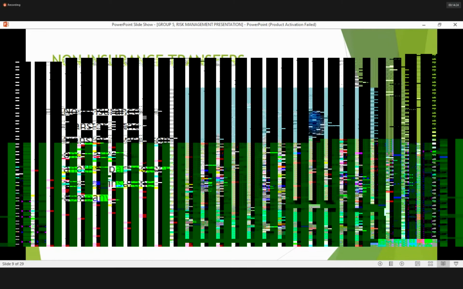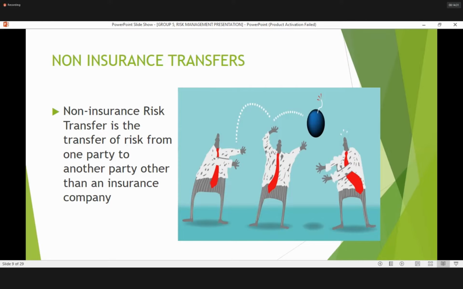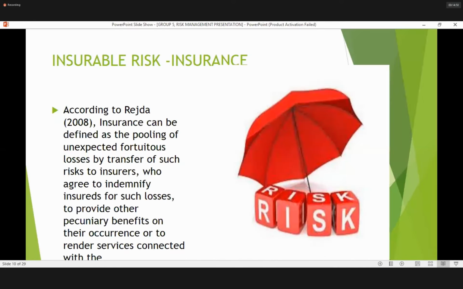So with this one, the party will not insure the risk to an insurance company, but they keep on transferring it to other parties who are not insurance companies. So we can see that they are showing something like a bullet, a bullet's picture of it. And it came from the first party to the second party and it went on to the third party. And we said insurable risk, also known as insurance.